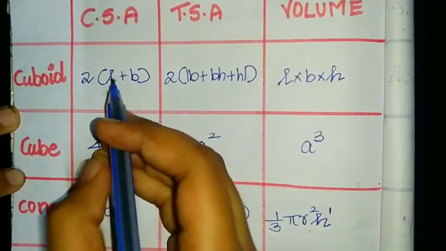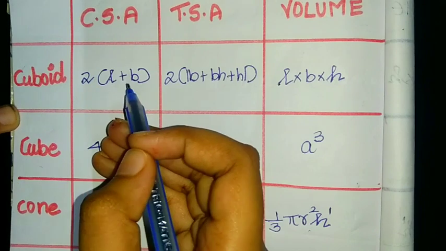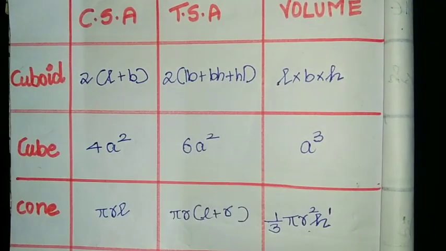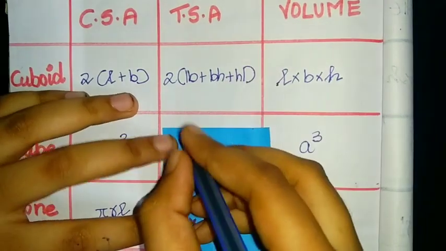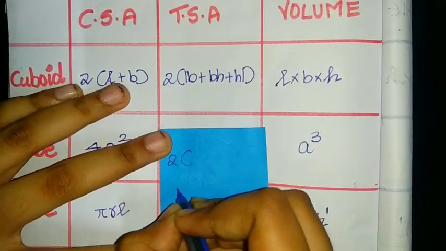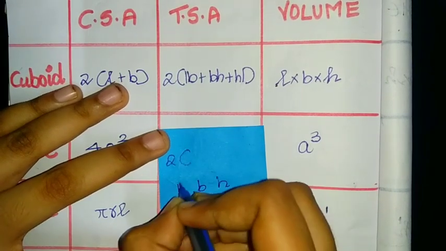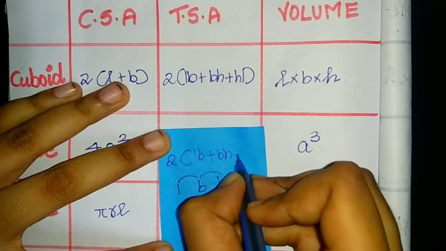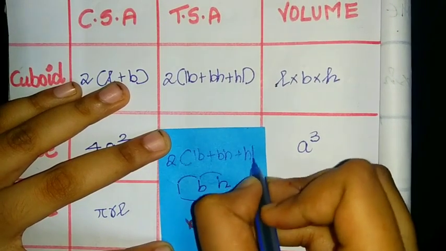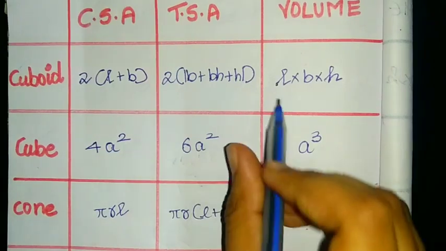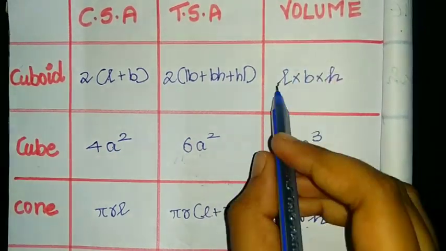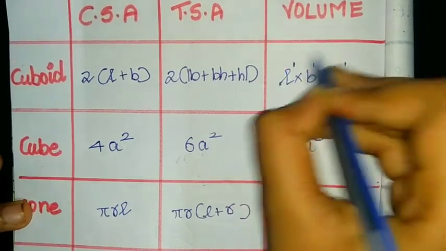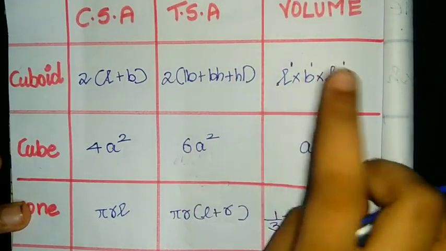Well, this 2L plus B is in the form of the perimeter of your rectangle, right? So that you can remember. And this, how to remember? Again, I have a trick for this. You will write 2 outside. Just write L, B, H. LB plus BH plus HL. Is this part clear? Fine. And this, you will write the volume as length into breadth into height. Why? Because when I multiply the top part, it will be in the form of LBH, the whole cube, right?